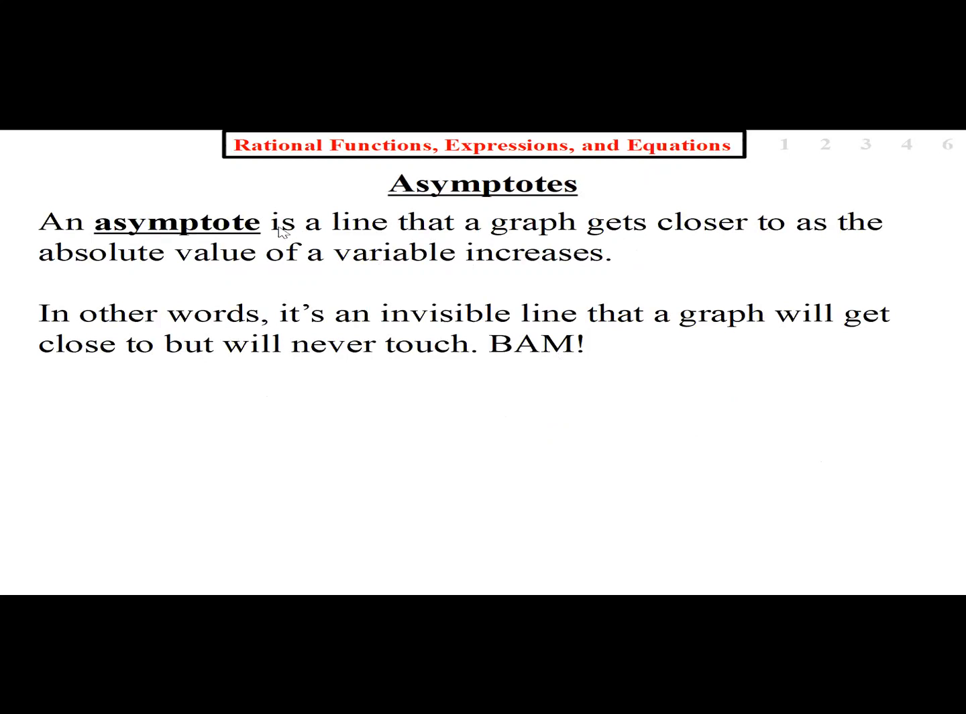An asymptote is a line that a graph gets closer to as the absolute value of a variable increases. Let me repeat that again. An asymptote is a line that a graph gets closer to as the absolute value of the variable increases. Now, that might sound a little confusing. Let me put it in Mr. Q's words. In other words, it's an invisible line that a graph will get close to, but will never touch. Is that a little bit better?